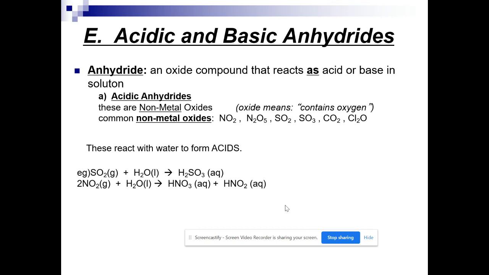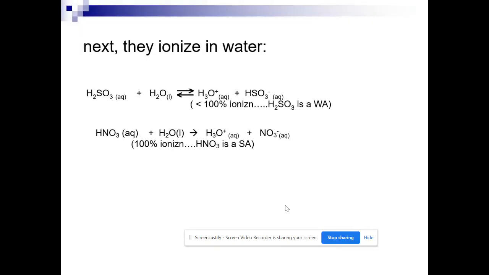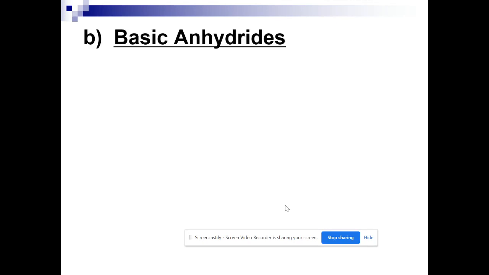There's a bunch of different mechanisms that come into play with this. We don't have to know these mechanisms. We just have to know that when you throw non-metal oxides in water, they're going to form acidic solutions. This will come back a little bit when we're talking about acid rain further on in our chapter. Again, they ionize in water, and you notice they're all producing H3O+ in the solution.